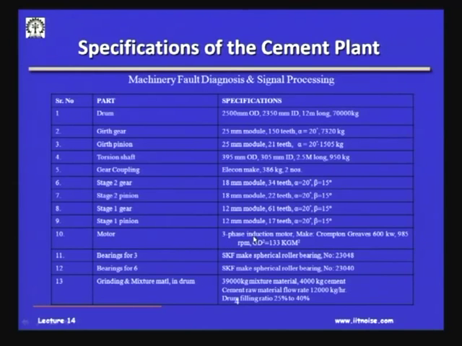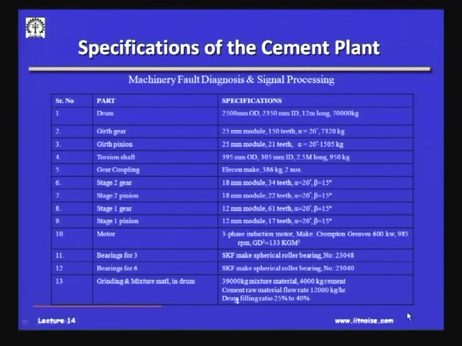The motor is a three-phase induction motor with 600 kilowatt, and it runs at 985 rpm, and bearings for location 3, 6 are given. And then just for your benefit, the grinding and mixture material in the drum is about 39 tons. So, we get about 4000 kg of cement in it, because this 39 tons is the weight of the grinding media.